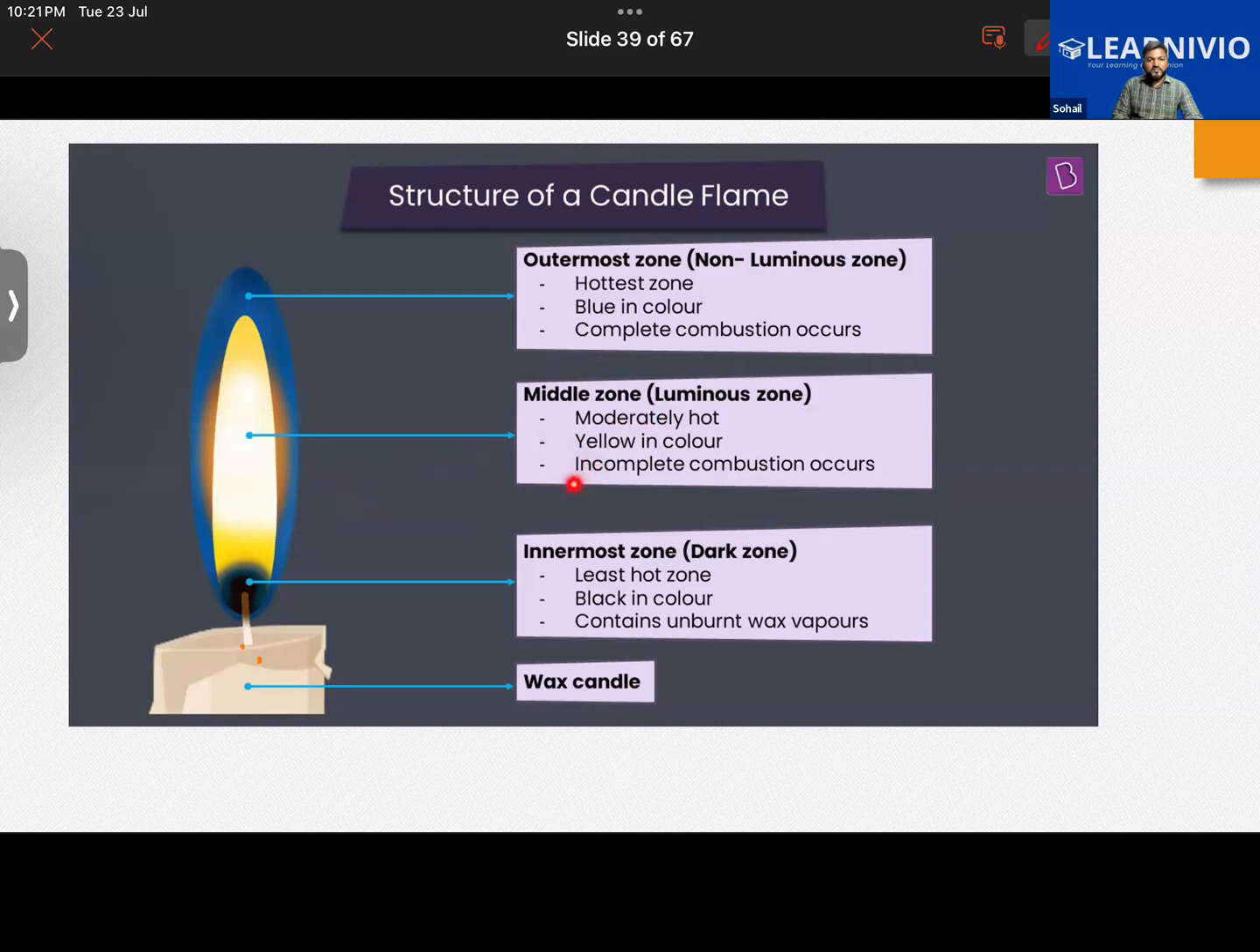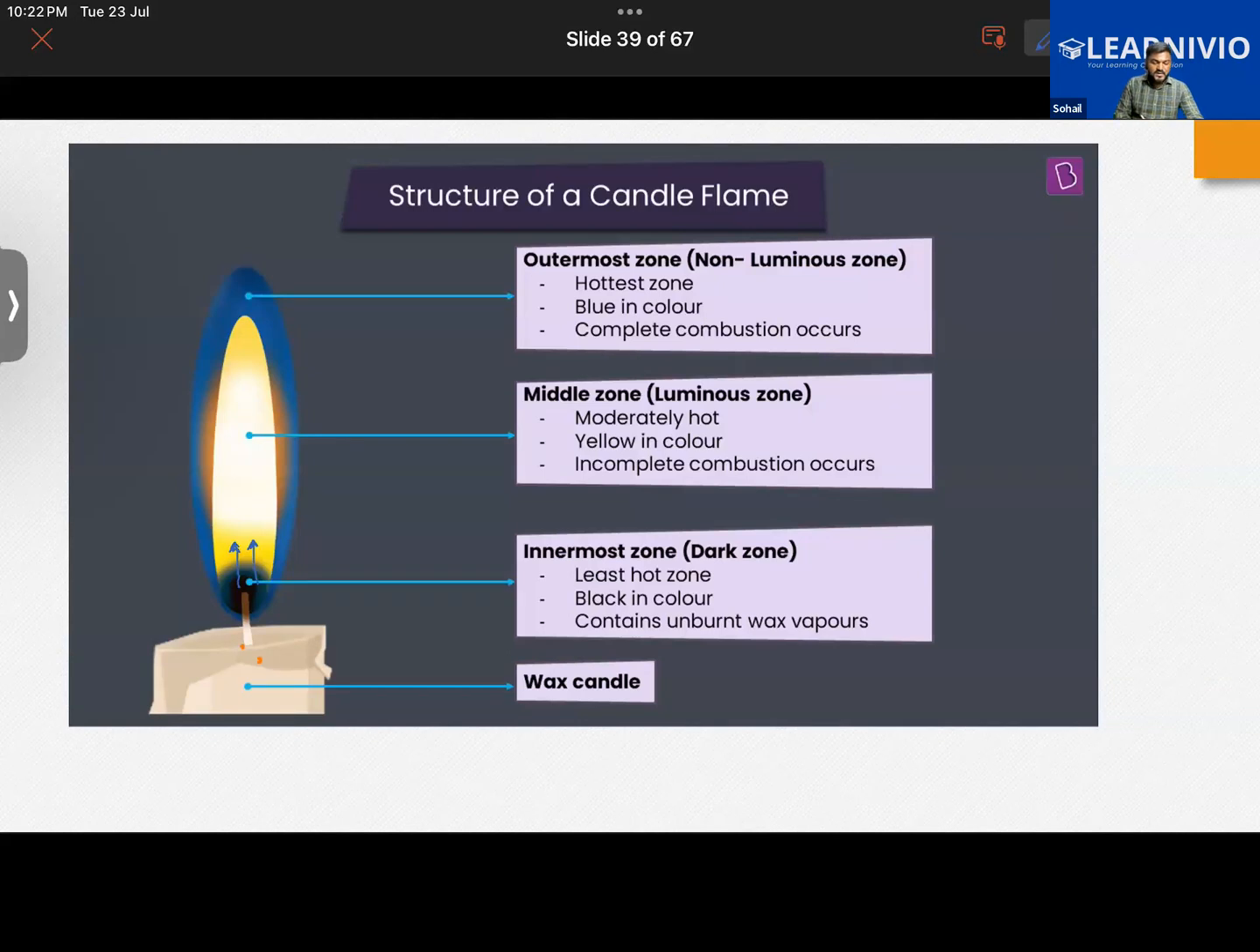Now here also, what will happen? Some of the unburnt wax vapors from the innermost zone would have risen now. Anything that is hot rises up, isn't it? Yes, right, sir. So the unburnt wax vapors rise, and their combustion is happening. They are going through combustion, but not 100%. They are burning incompletely.